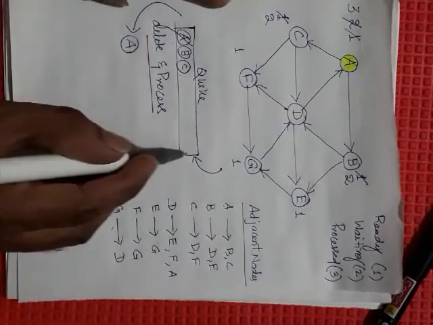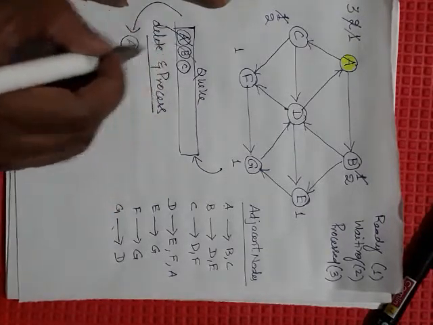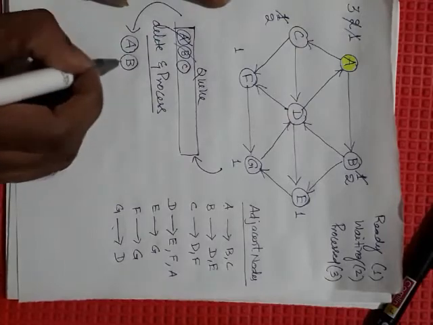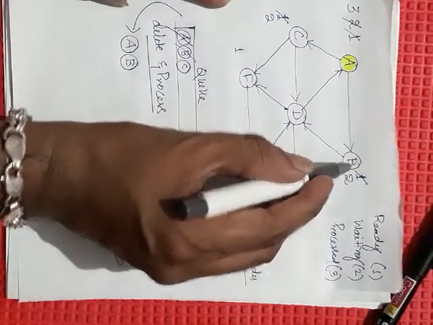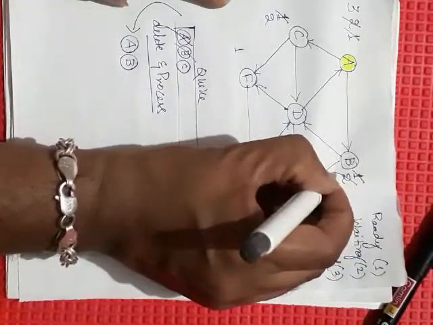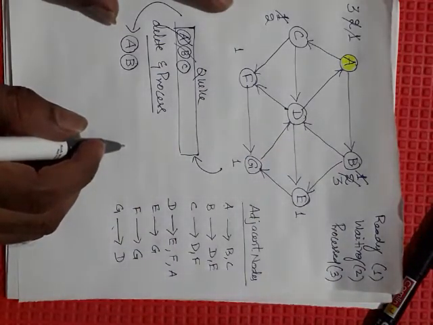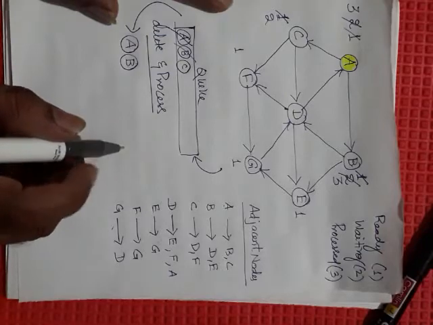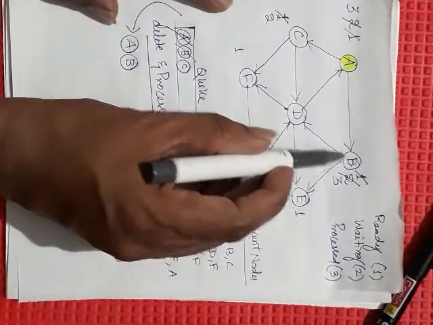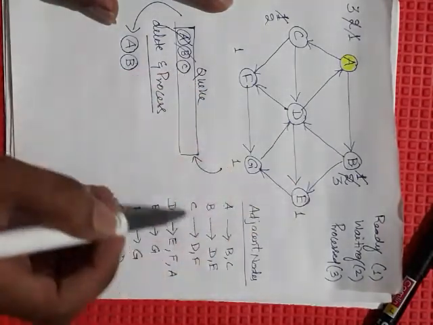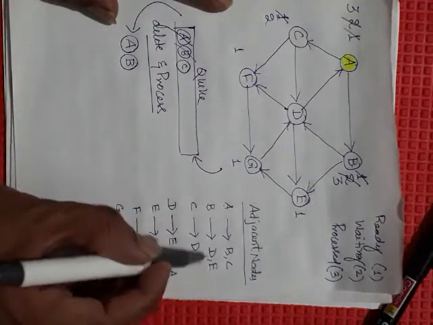While queue is not empty, now queue is not empty, remove the node B and process it. Now node B is processed. Because it is processed, change its status to process state. Okay. Now what are the adjacents of node B? Adjacents of node B are, as you can observe, D and E. Here also you can see for B is D and E.